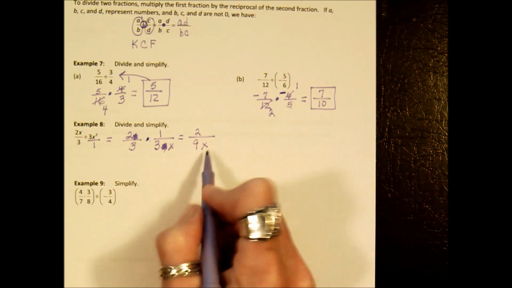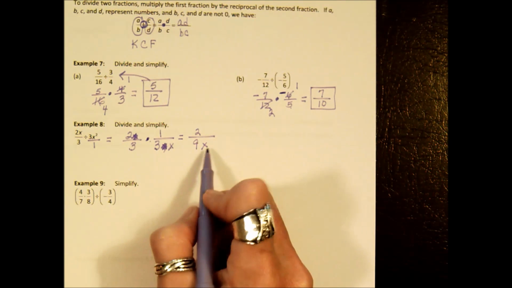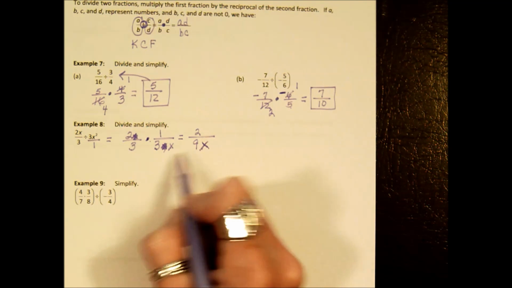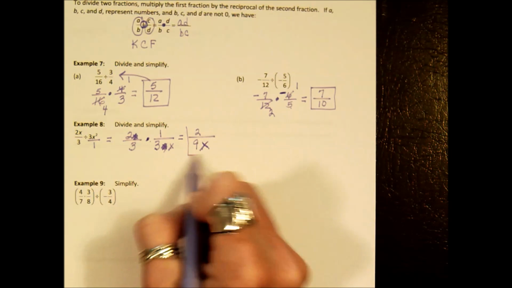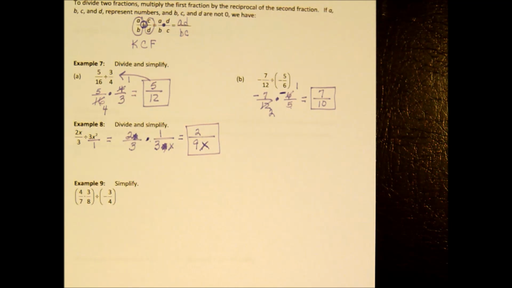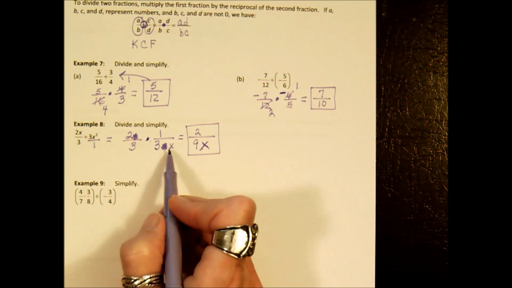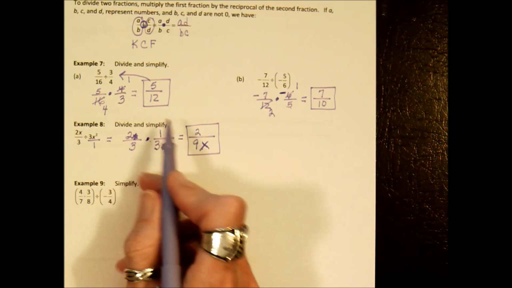Make sure you make it abundantly clear that that x that's left in this case is in the denominator. It matters where it goes. It has to go where it actually remains in the problem before you multiply.